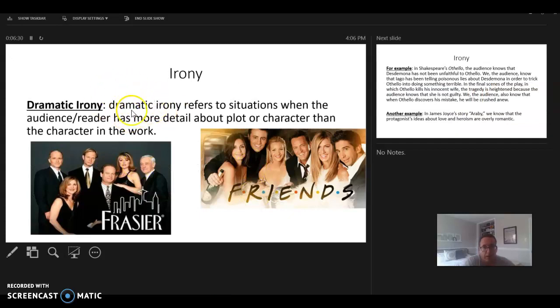The other kind of irony, dramatic irony, is another very literary kind of irony, even more so, I guess, than situational irony, because it refers to situations when the audience or the reader has more details about the plot or character than the character in the work, right? We see this a lot in plays. I have a couple things here. If you've watched Friends or Frasier, irony works a lot in these two.